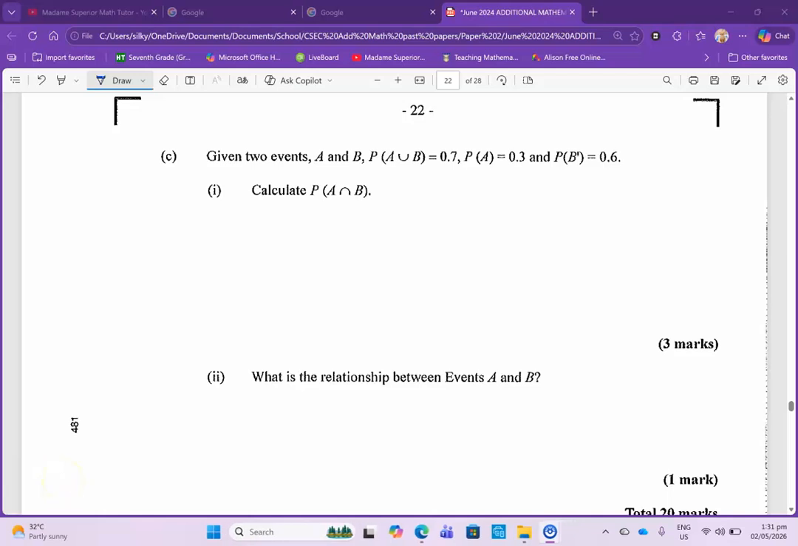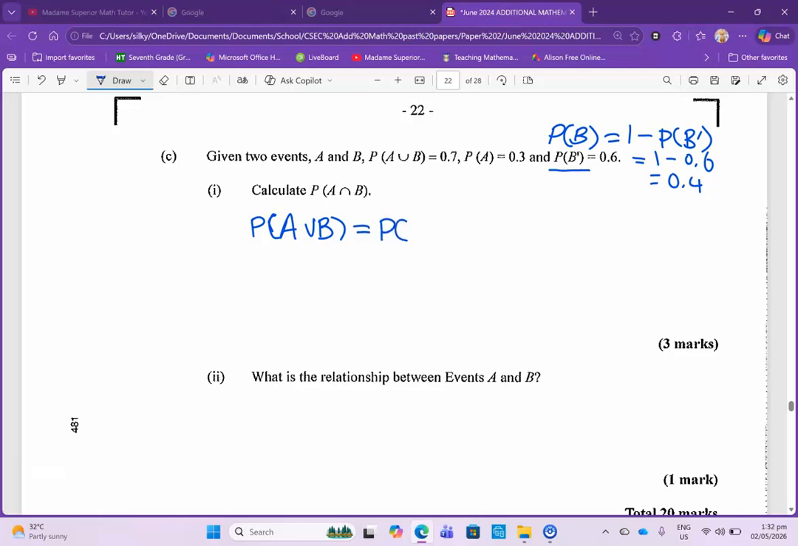Now notice that they gave us the probability of not B. So to find the probability of B, it will be 1 minus the probability of not B, which is 1 minus 0.6, which is 0.4. So the formula for probability is: the probability of A or B is the probability of A plus the probability of B minus the probability of A and B.